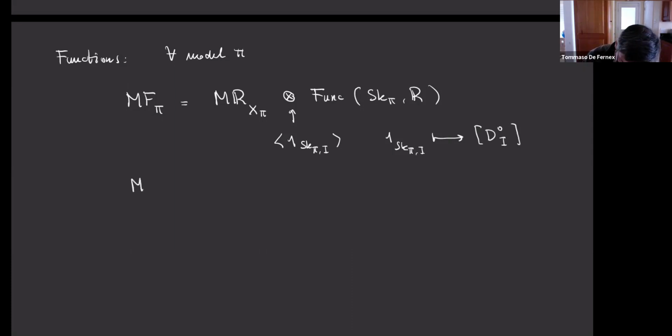And then I can now define this space to be the direct limit. There are natural pullback maps, and I can define the direct limit.